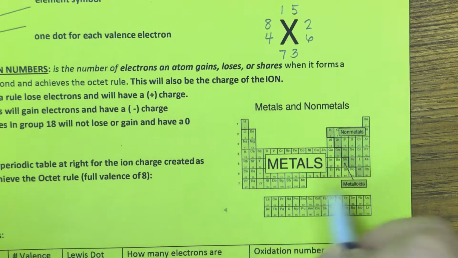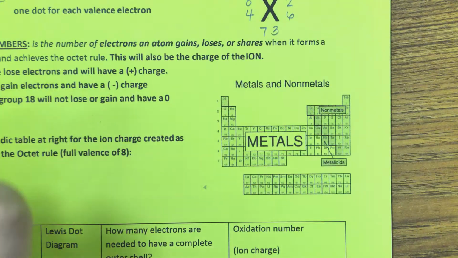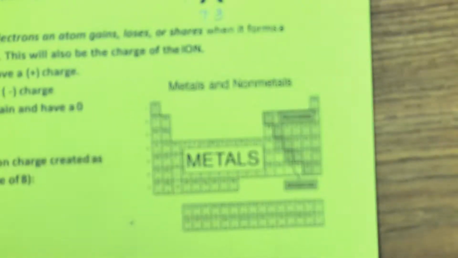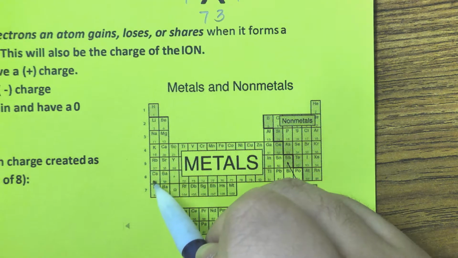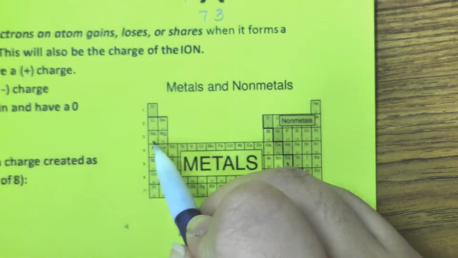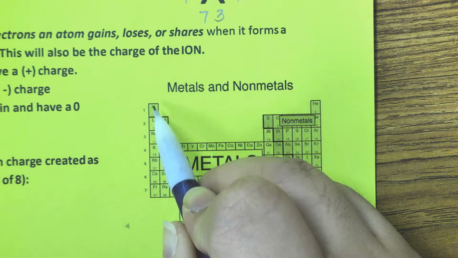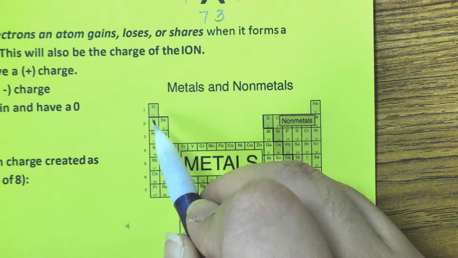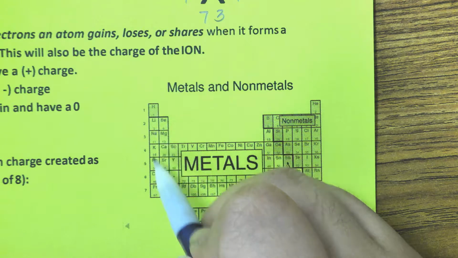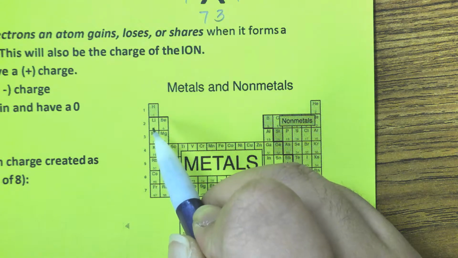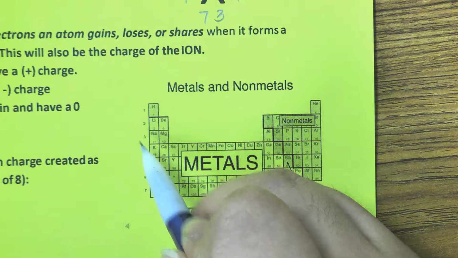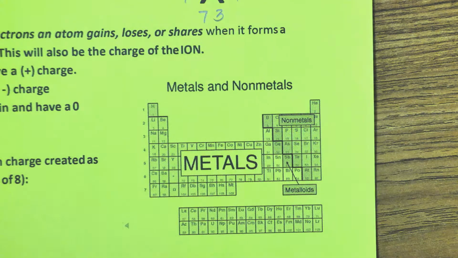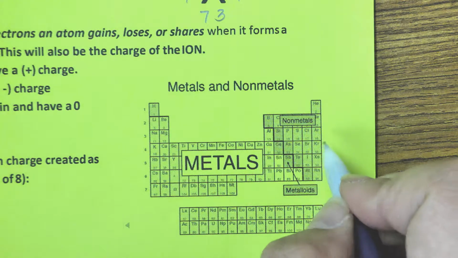Okay, so on our periodic table, let me just zoom in just a little bit. Okay, so on our periodic table, remember group 1 is going to have how many valence electrons? Okay, it has 1 valence electron. So again, you have to ask yourself, is it easier for our group 1 elements to lose that 1 or gain 7 more to have that full octet rule?